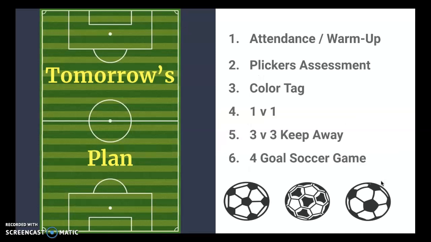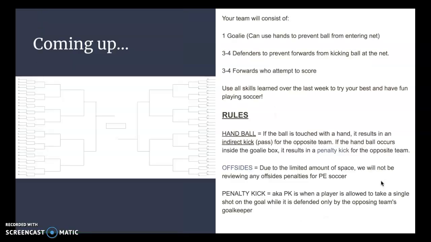And that's it. So tomorrow's plan. After attendance, we'll have another Plickers assessment. We'll play a quick game of color tag. That'll kind of increase your heart rate and have fun with zigzagging and moving away from other players. Then we're going to do a one-on-one quick activity. Then we'll get into groups of 3 and play a 3-on-3 keep away activity. And then finally, we're going to play our fun 4-goal soccer game that I'll explain and demonstrate later on.